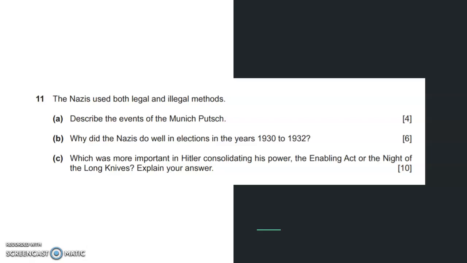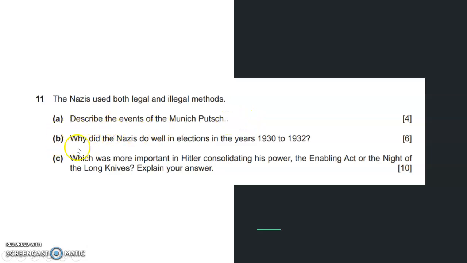For example, 1A, describe the events of the Munich Putsch. You have to describe what happened during the Munich Putsch. Then look at the hint here: Nazis use both legal and illegal methods. Do you think this putsch or event is legal or illegal? You have to explain your answer. You have to describe the timeline, what happened to the leaders, the supporters, the people, or the current government.